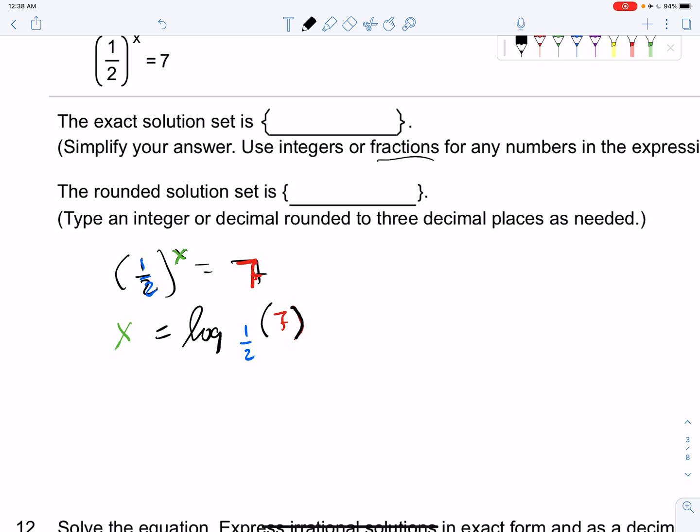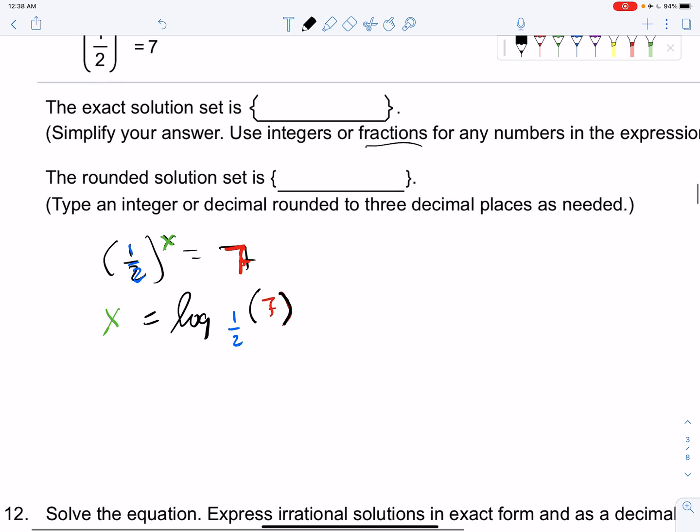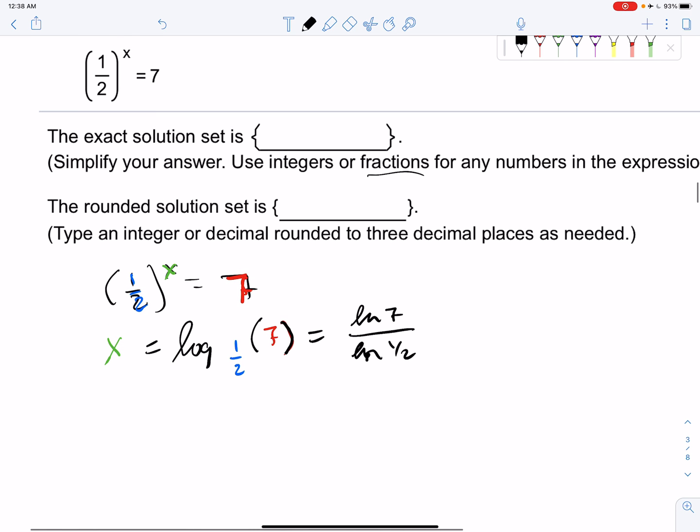Anyhow, for some reason on this problem and this problem alone, because all the other ones it was fine, it wanted us to write it specifically like this: the natural log of 7 over the natural log of a half, which is fine because that's what you need to do to put it in the calculator. But I was really surprised that they wanted that for this particular exact value.